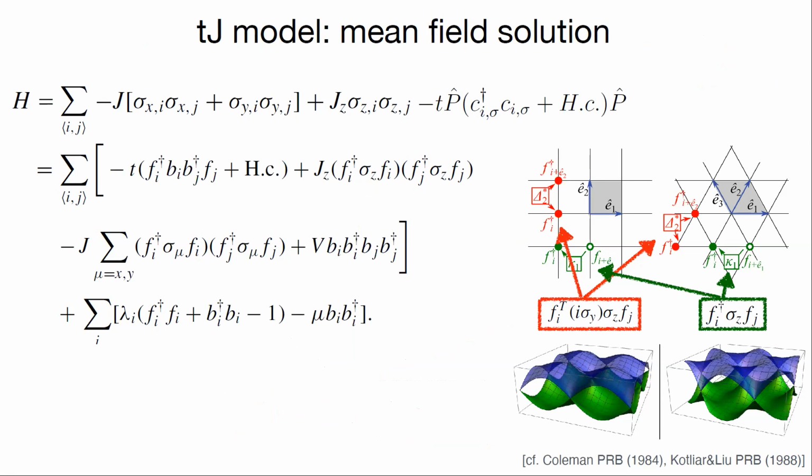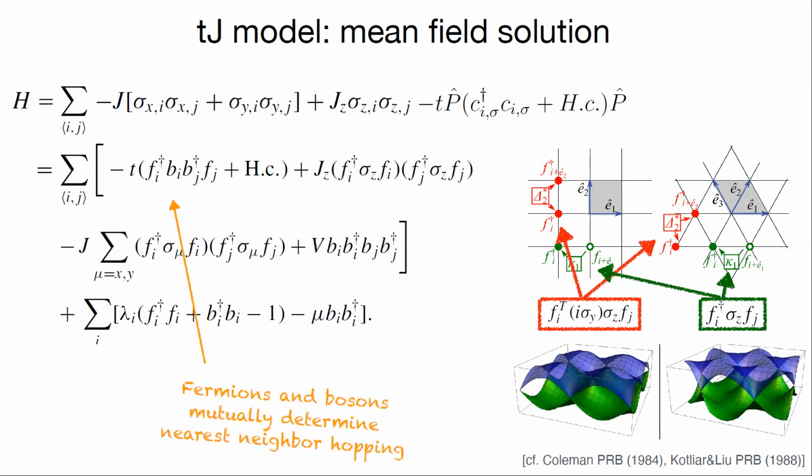We're doing this with slave bosons. So you have now an additional hopping term. The c† c is going to be represented by b† f, where b is a holon. Whenever you have no electron on the site, you have one b. And when you have a spinon on the site, the electron is encoded in the spinon states, so spin is going to be encoded in the spinon states. And of course, the condition is that you have a total occupation of one if you sum up holons and spinons on a given site. Now here, the addition is that fermions and bosons mutually determine nearest neighbor hopping.